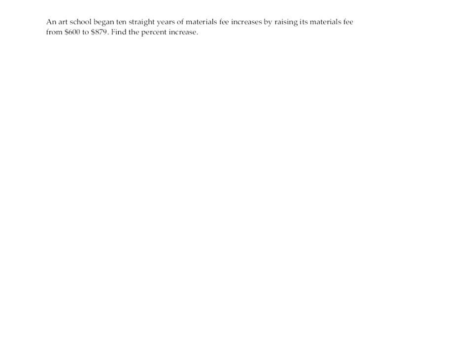Last question on the problems related to the percent in the practice midterm exam. So let's read the last question for us, please. Okay. An art school began 10 straight years of materials fee increases by raising its material fee from $600 to $879. Find the percent increase. Okay, so from 600 to 879, we need to find the difference, which is 279. So basically what we have to figure out here is 279 is what percent of the original price, which was 600. Does that make sense? That's what you're figuring. Yes.